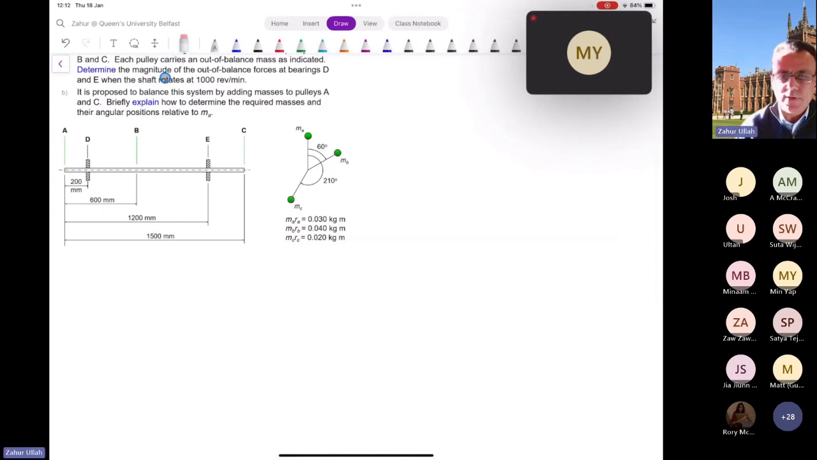Okay, so now we can do this second part. In the second part, it is proposed to balance this system by adding masses to pulleys A and C. Briefly explain how to determine the required masses and their angular position relative to MA. We will not just briefly describe, but we will try to solve the system.